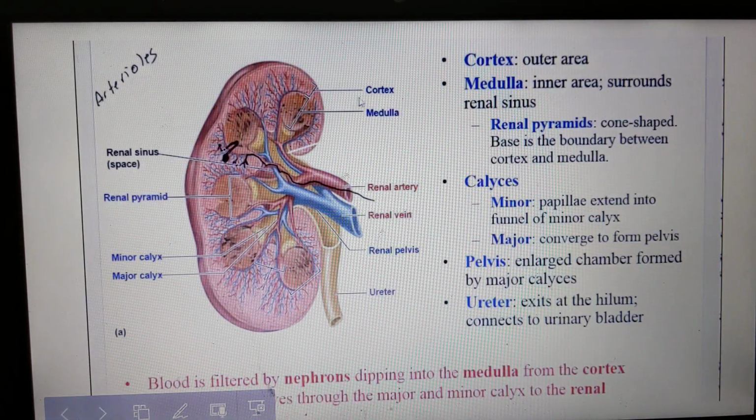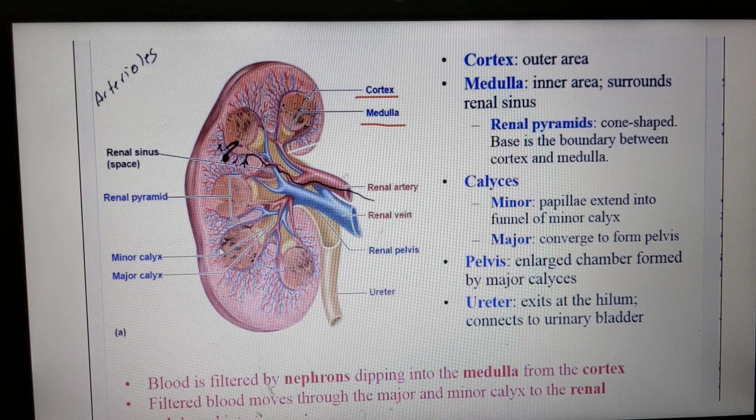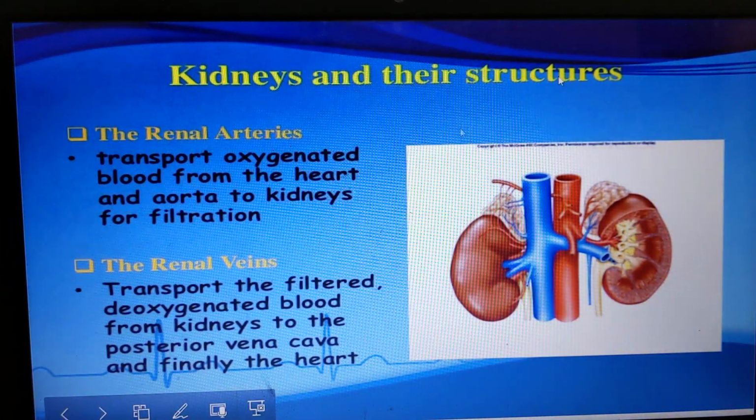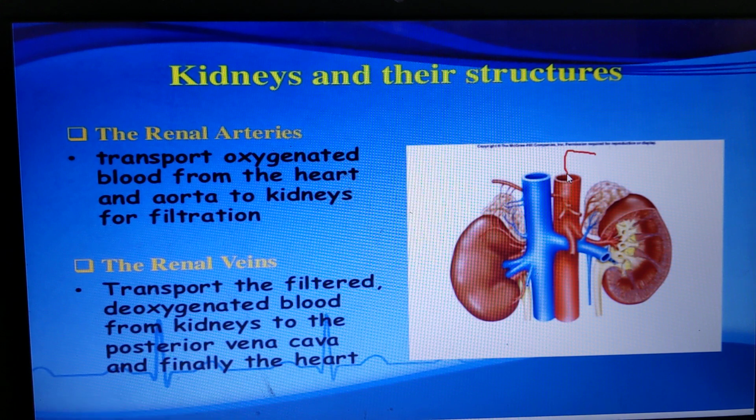Like I said, the cortex is the outer layer, the medulla is the inner layer, and these are the renal pyramids, and these are the major calyx and minor calyx. They open into the pelvis and then to the ureter. Now coming to the renal arteries. This is the renal artery and this is the renal vein.